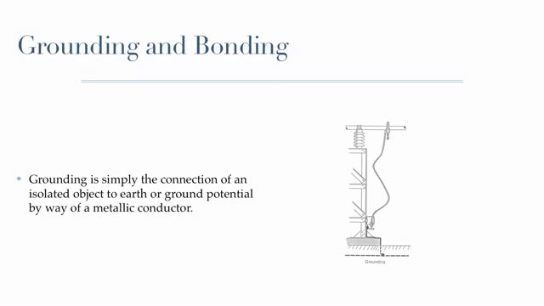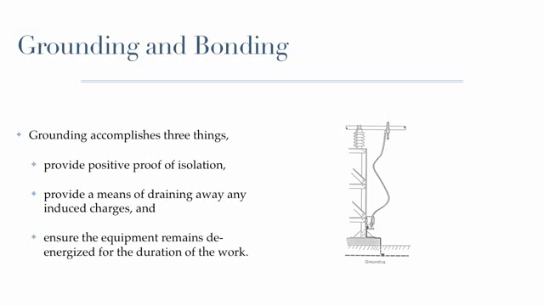Grounding is simply the connection of an isolated object to earth or ground potential by way of a metallic conductor. Grounding accomplishes three things: provides positive proof of isolation, provides a means of draining away any induced charges, and ensures that the equipment remains de-energized for the duration of the work.